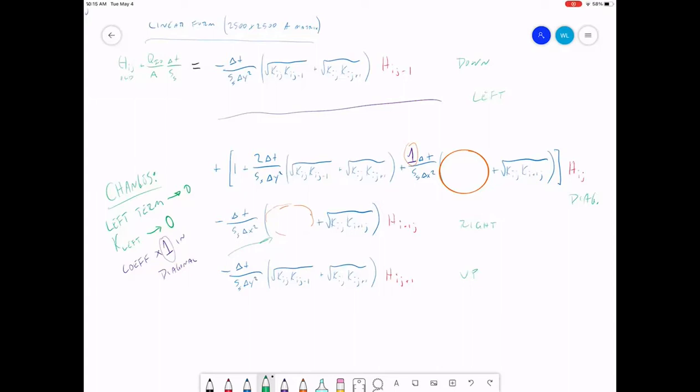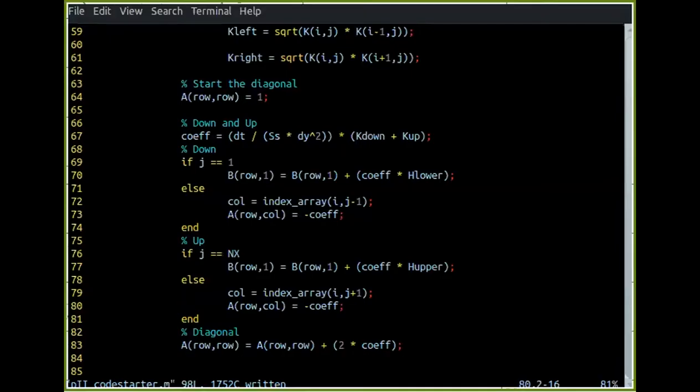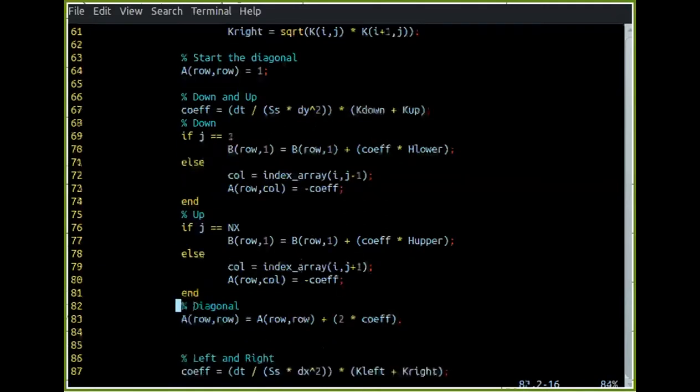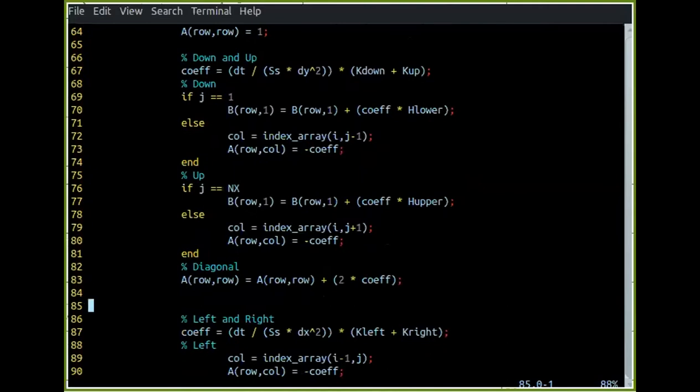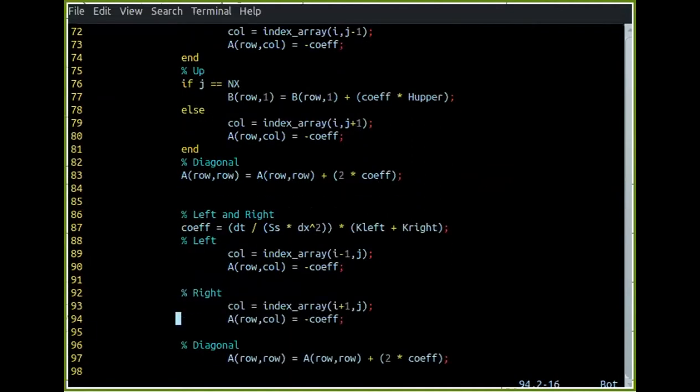Okay. Again, I realize this is the hardest of the boundary conditions for both projects. So it's going to be symmetrical for the right. So, you know, we've seen it once, but. So this was our up stuff. Now we're on the left and right.